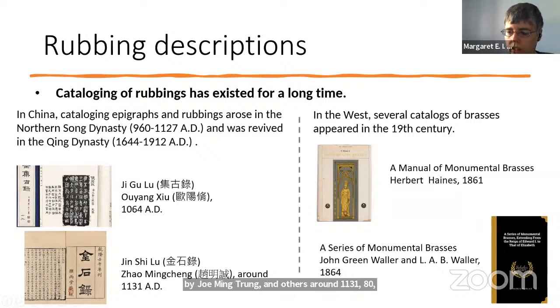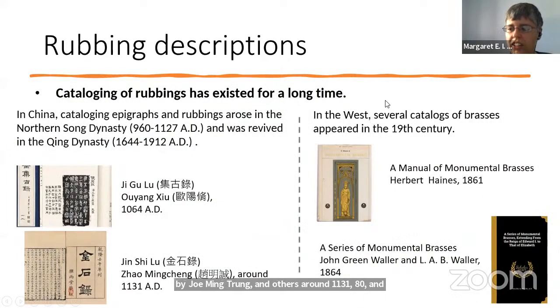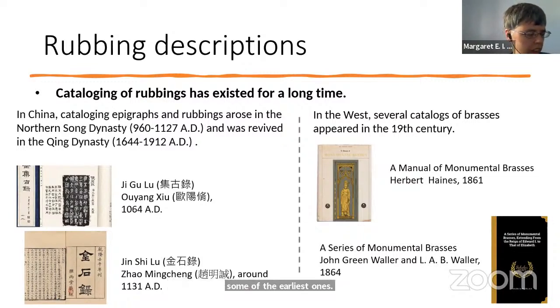And in the West, there were several catalogs of brasses that appeared in the 19th century, and these were some of the earliest ones. One was a manual of monumental brasses in 1861, and a series of monumental brasses from 1864. Rubbings were often cataloged along with objects in the past, so these catalogs just of rubbings were actually relatively rare.